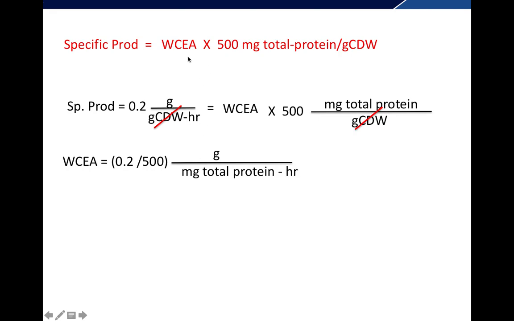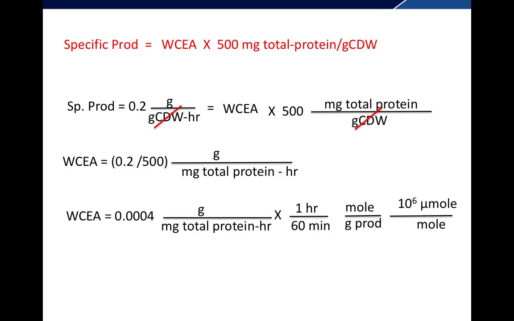Now, when we're converting from whole cell enzyme activity to specific rate, this is the step at which we do the conversion from production metrics like gram per liter per hour to biochemical units. Whole cell enzyme activity is not usually given in grams per milligram of protein per hour. It's given in micromoles per minute per milligram of protein, right? So we need to convert this. And so this number is 0.004.